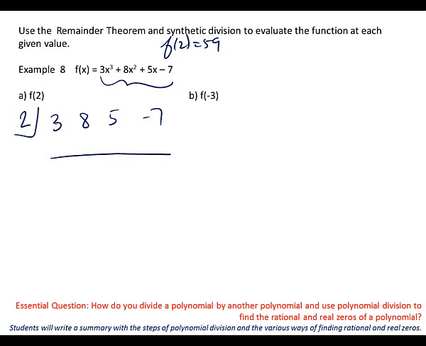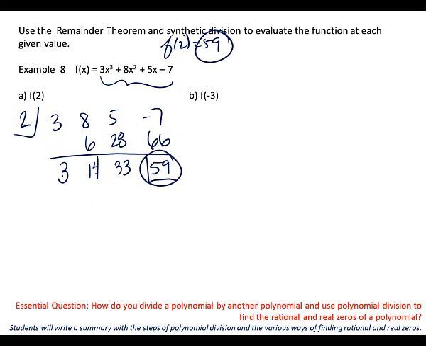All right, what are we going to do with this 3? Drop it. Good. 2 times 3 is? 6. Good. 8 plus 6 is? 2 times 14 is? 28. Good. 28 plus 5 is? 33. Good. 2 times 33 is? 66. -7 and 66 is? 59. Do you see how this and this are the same? Isn't that pretty cool?